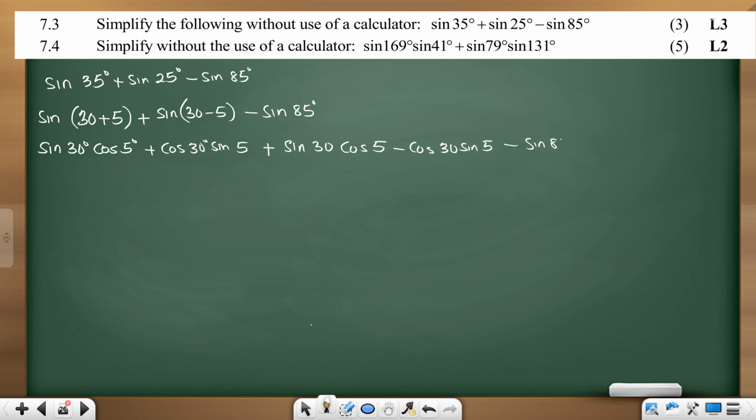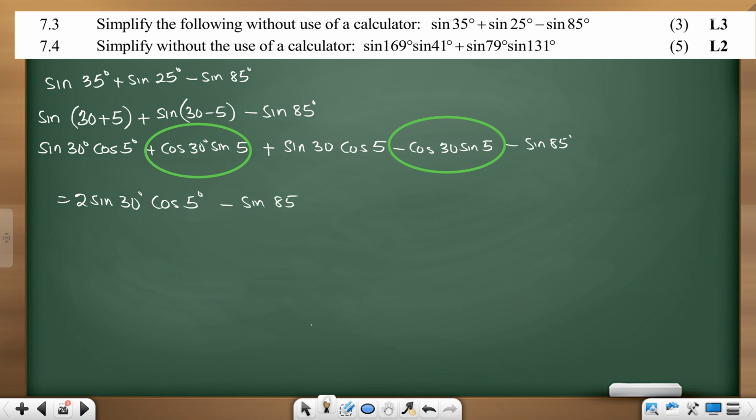Okay, I still don't know what to do with that. Not a problem. Which one is cancelling out? There's a negative here, right? Everybody good? And those two are the same now. So what do I have? 2 sine 30 cos 5 minus sine.